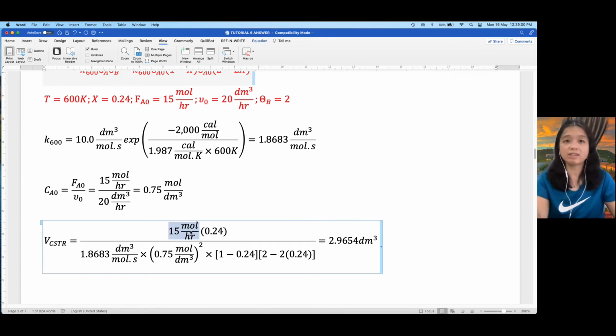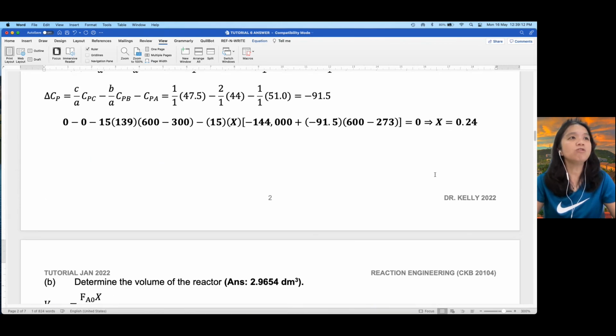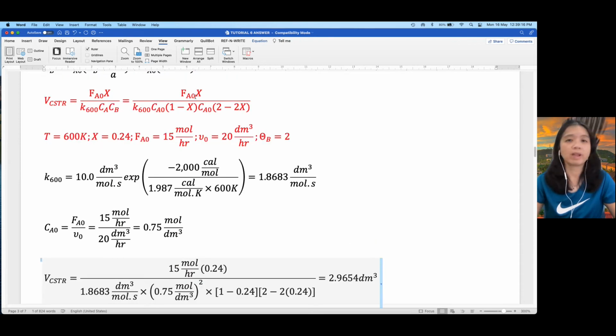So you look at the final equation first. FA naught done. Next one is X, right? So X is 0.24. From part A, we have solved the conversion. The conversion was 0.24 here in part A. So the X is 0.24. Done.